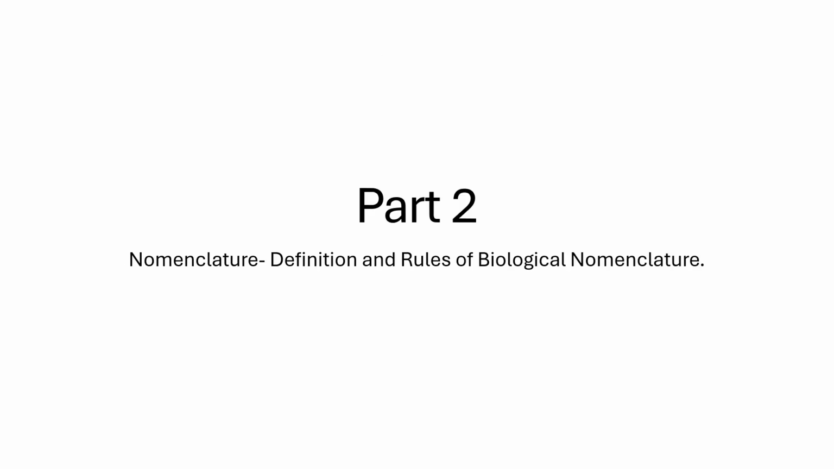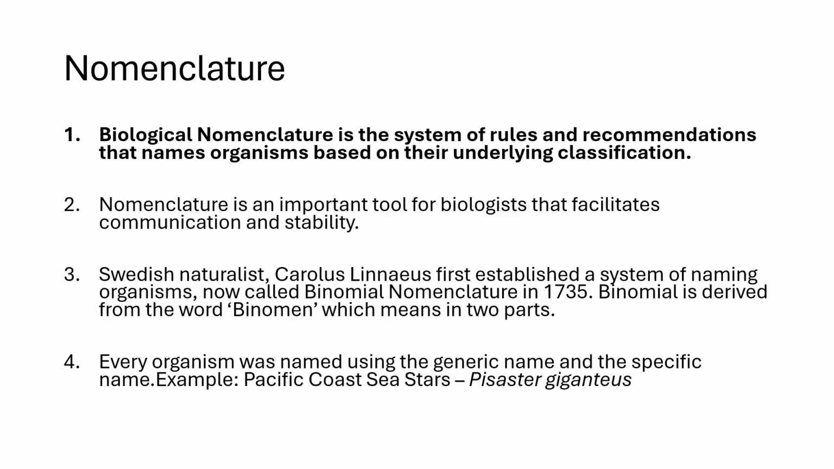Now we come to part 2, and we talk about nomenclature. So, what is the definition of nomenclature? What is it? And some rules of biological nomenclature we will discuss. Biological nomenclature is the system of rules and recommendations that names organisms based on their underlying classification. So, whatever classification that is allocated to them, based on that, they get a name.